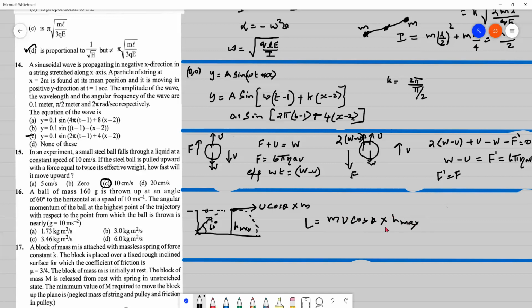So in a projectile motion, h max is equal to u squared sin squared theta by 2g. So that will become m u cube cos theta into sin squared theta by 2g. Theta is given, m is given, u is given, m is going to be 160 gram. Converted into kilogram, it will become 0.16 kilogram. And u is going to be 10 meter per second, and theta is going to be 60 degrees. Substitute that one. G, they are asking you to take it as 10 meter per second square. You can substitute that one and find the answer. So I'll leave the calculation for you. I'm doing the next question.